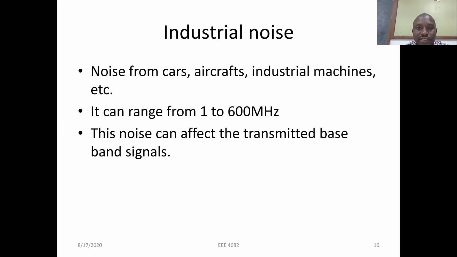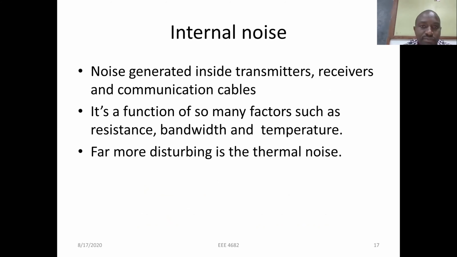Moving on from external noise, let's talk about internal noise. Internal noise is basically noise generated inside the transmitters, receivers, and communication cables. It's a function of many factors such as resistance, bandwidth, and temperature. But far more disturbing of the various types of internal noise is thermal noise, and we'll discuss it in a little while.